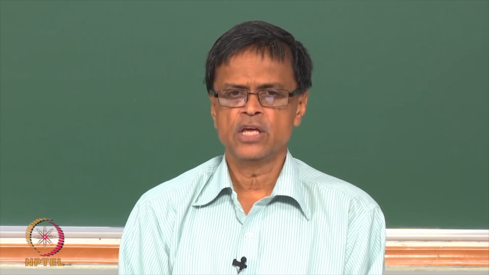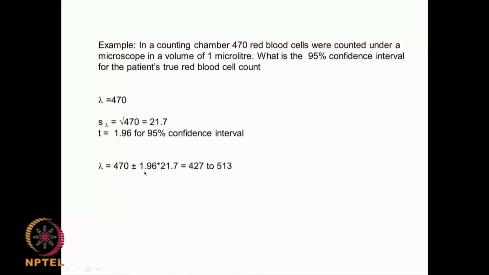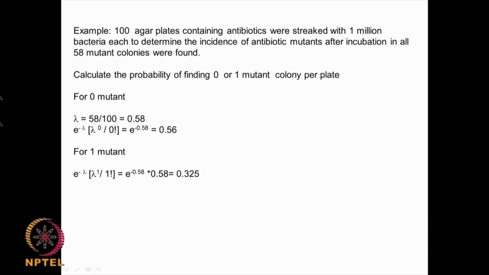Although we measure 470 red blood cells, in reality, if you want to state it with 95% confidence, it will vary between 427 and 513. So for 95% I use the number 1.96, whereas if it is 99% I use the number 2.58. So the true value, 95% of the time, will be between 427 and 513. Okay. Now let us look at another example.